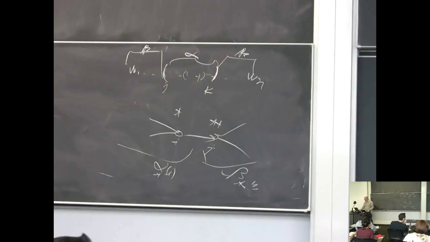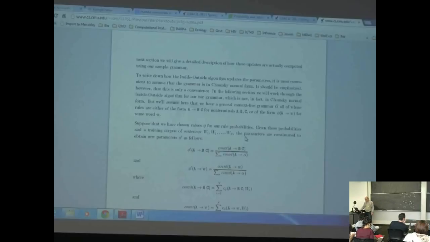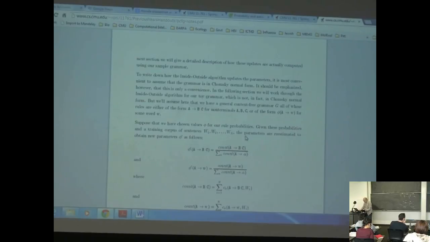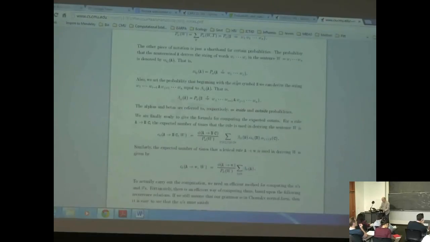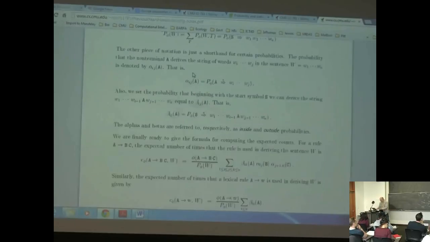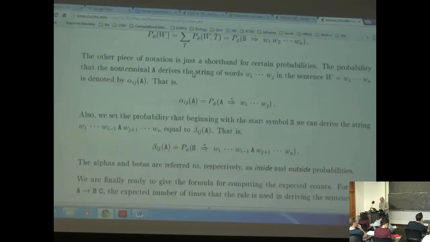So let's look at what it looks like here. Let's first define. All right. Here's a definition of alpha. We'll follow the slide, and I'll draw it on the board.